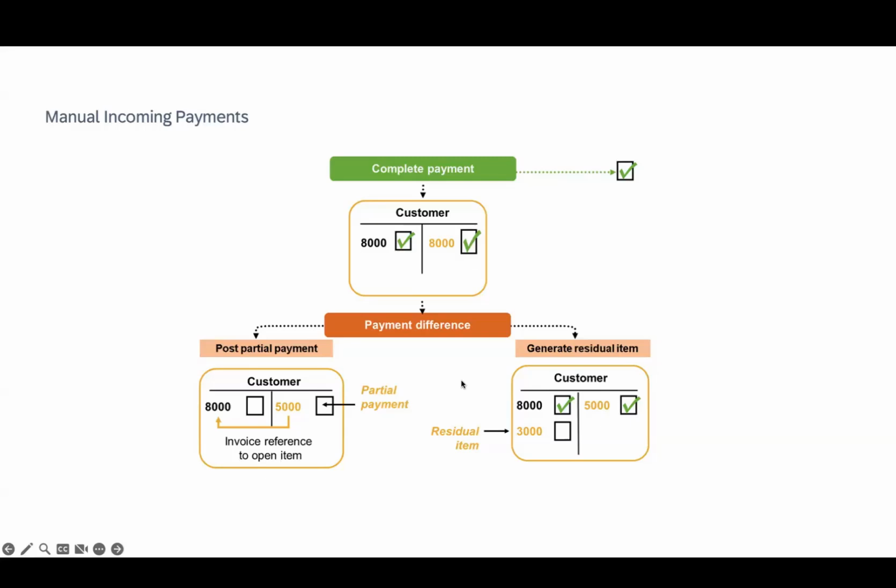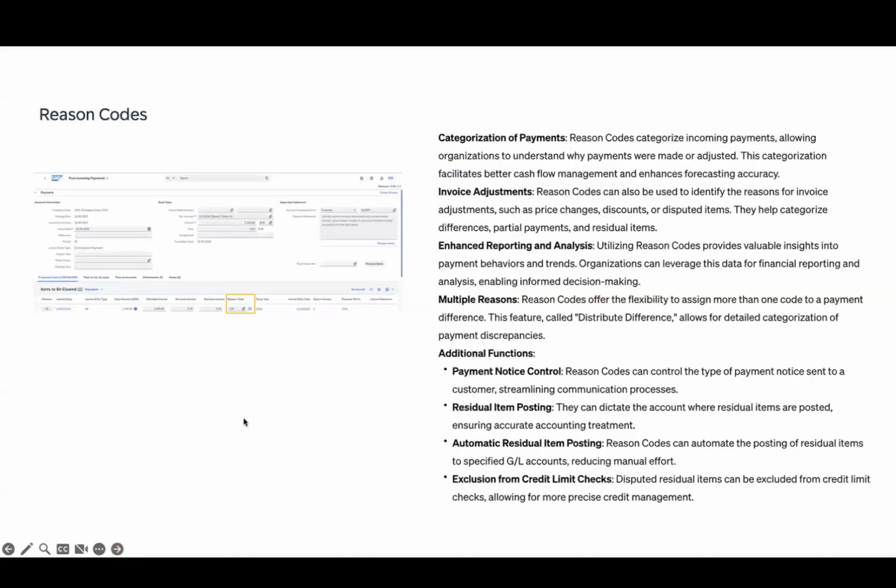There's also the possibility to do what's called a residual item, in which case the 8,000 invoice is closed and becomes a cleared item, so it doesn't appear anymore. But then a residual item for 3,000 becomes available there. I've not seen this used. So I expect it might be some sort of industry specific setting, or certain countries want to do that, but we wouldn't do that in the UK. So we usually go to posting a partial payment.